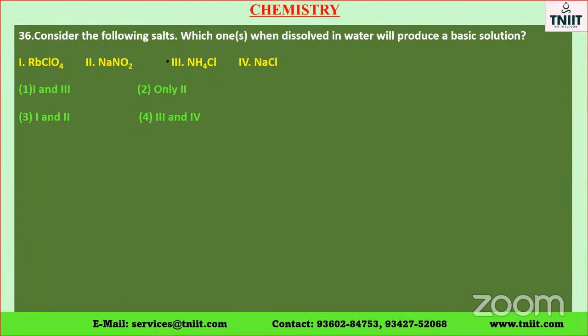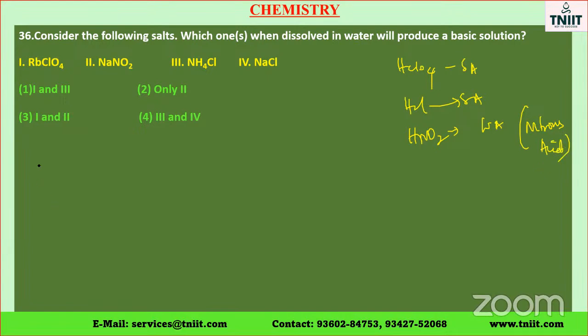Now consider the following salts. Which one, when dissolved in water, will produce a basic solution? Before we can answer that, we will try to understand perchloric acid, HClO4. It's a strong acid. HCl is a strong acid. HNO2 is a weak acid. This is nitrous acid, not nitric acid. Nitric acid is a strong acid.